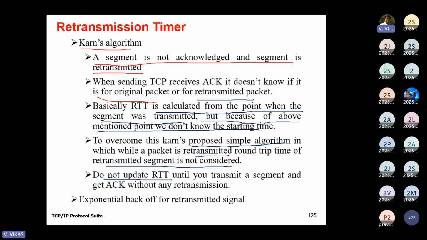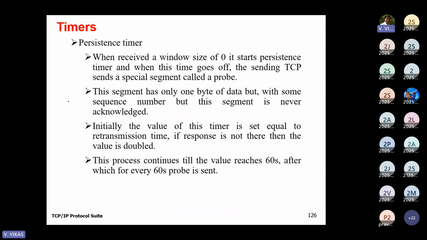Do not update RTT until you transmit a segment and get an acknowledgement without any retransmission. And whenever we have retransmission, we use the exponential backoff algorithm. So that is Karn's algorithm, used whenever we want to update the RTO value or RTT value.